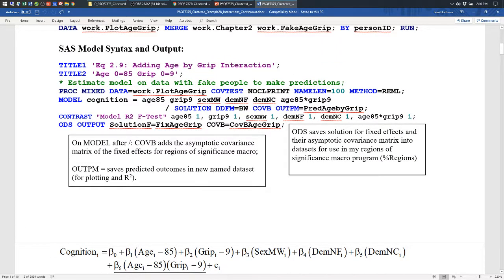So in SAS first, I'm adding the interaction term with an asterisk in the middle. I'm asking for a model R-square F-test, so that lists every predictor in the model. COV-B is a new option that you haven't seen yet. That gives me the asymptotic covariance matrix for the fixed effects. That's the thing that we need to compute regions of significance, which we talked about at the end last time. It's also asking for a data set of predicted values, and it's saving the fixed effects. That's what the ODS output here does, and saving the COV-B as SAS data sets so that I can manipulate them and have math done on them.